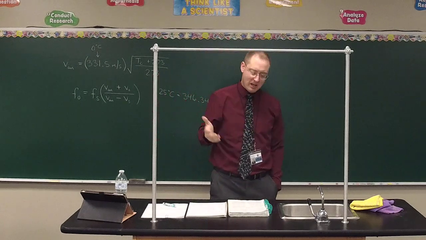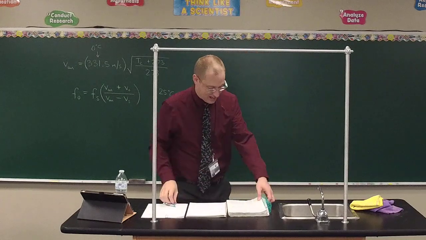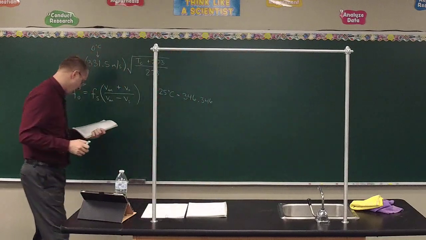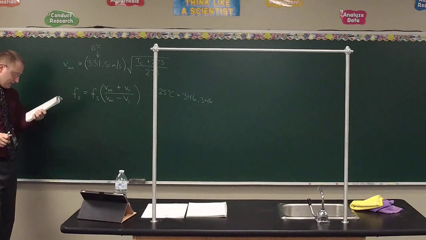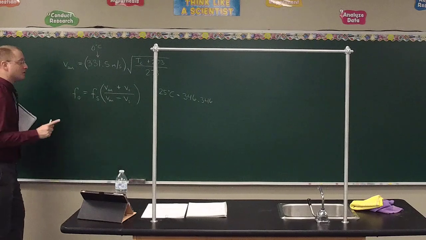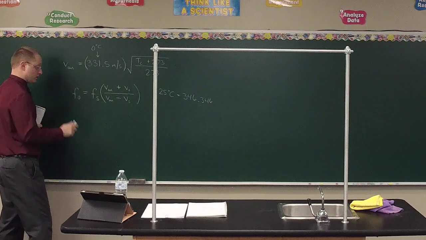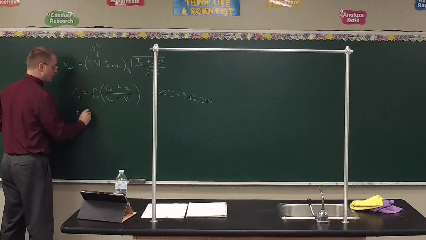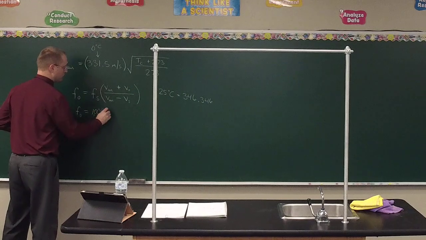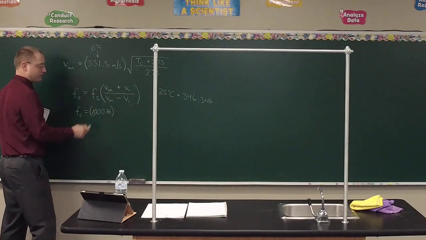We're going to just say a stuck police siren of 1,000 hertz. That is the frequency that is emitted. That is the frequency of the source, right? That's not the frequency the observer hears. That is the frequency of the source. So we're going to plug 1,000 hertz in for F sub S.